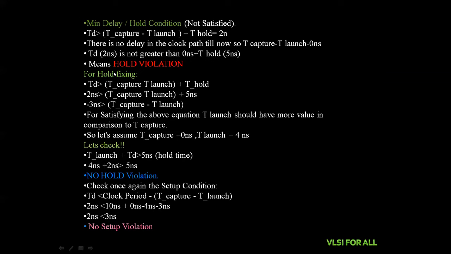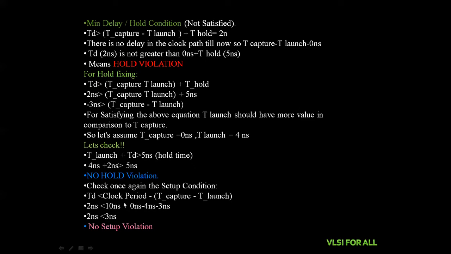So keeping T capture minus T launch in the inequality, the T capture minus T launch value is less than minus 3 nanoseconds. To satisfy the above condition, T capture and T launch must be such that T capture minus T launch is less than minus 3. So let's assume the T capture value is 0 nanoseconds and the T launch value is 4 nanoseconds. So 0 minus 4 is minus 4. Minus 3 greater than minus 4, which is correct.